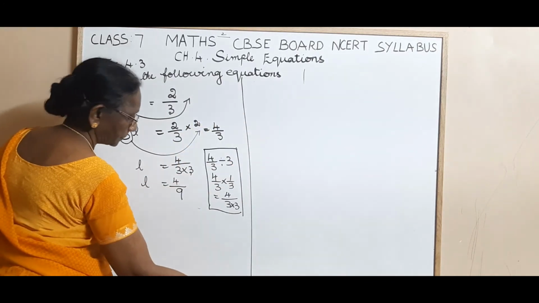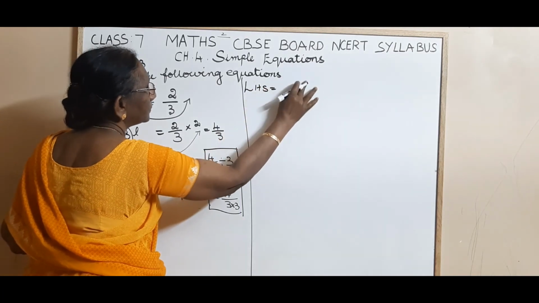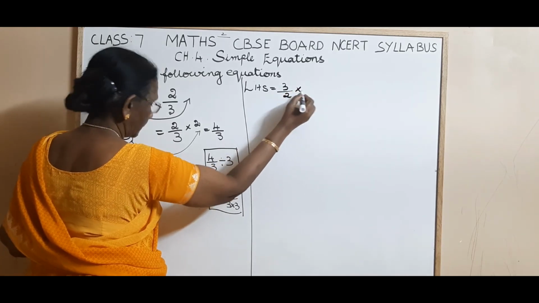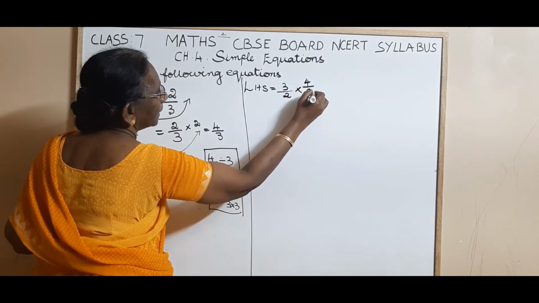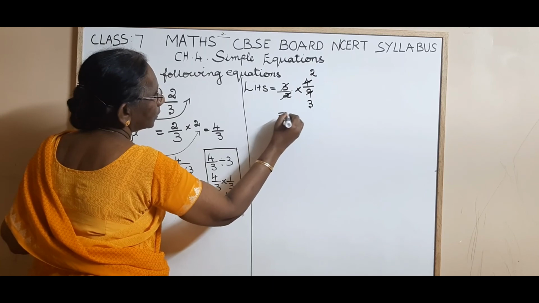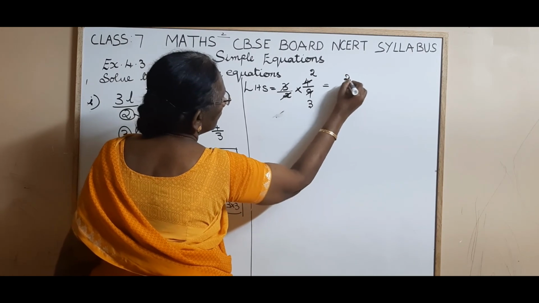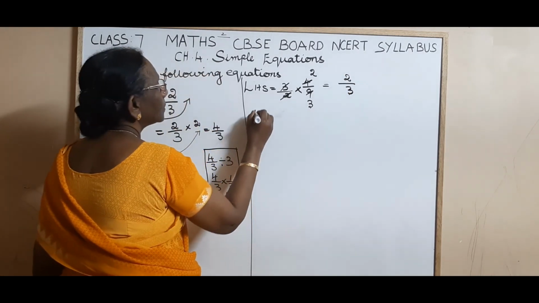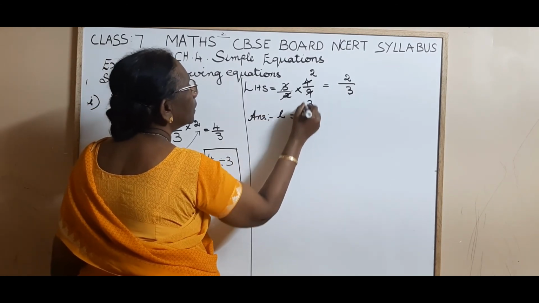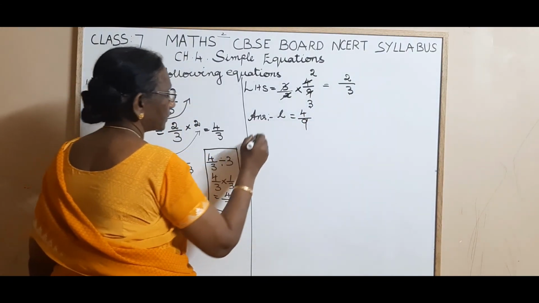Now let us check. LHS is equal to 3 by 2 into L. L is what? 4 by 9. 2 goes 2 times, 3 goes 3 times. So what do you have? 2 by 3. Okay. So our answer is correct. Answer is what? L is equal to 4 by 9. What we got? This is correct.